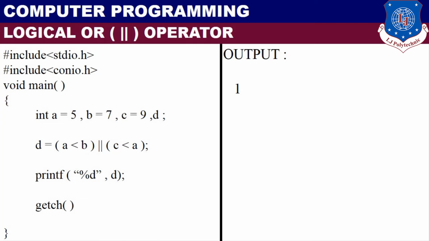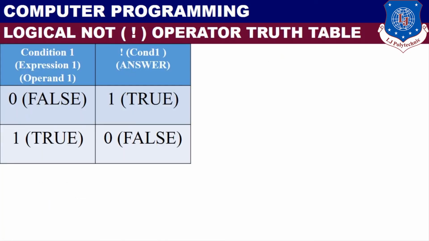Now let's understand the next operator, the logical NOT operator. In the logical NOT operator, if your expression is true, the answer will be false, and if your expression is false, the answer will be true. It will give you the reverse answer.